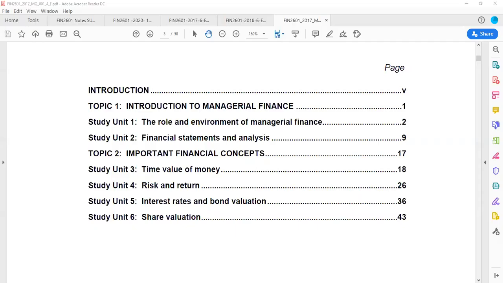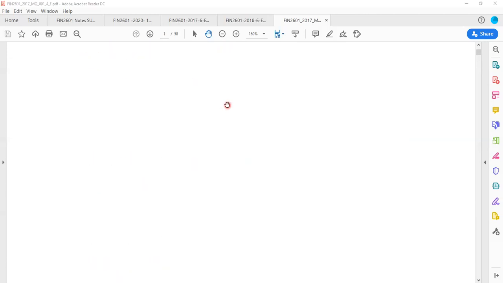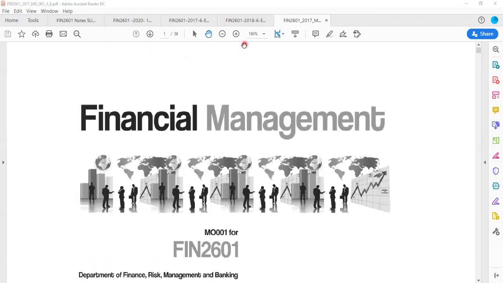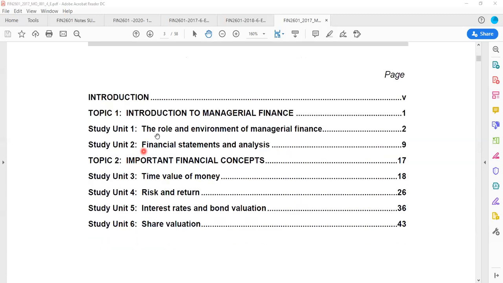This is the first lesson in the module FIN2601. It's the first recording in this module. So I'm going to be taking you through this module, and it's known as financial management. It's an introduction to financial management, and it's divided into 6 key study units.